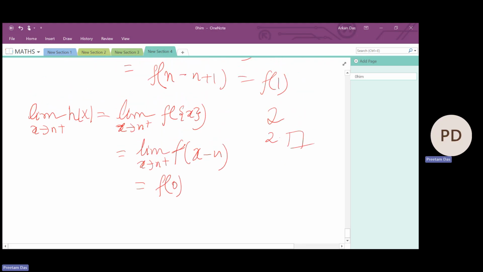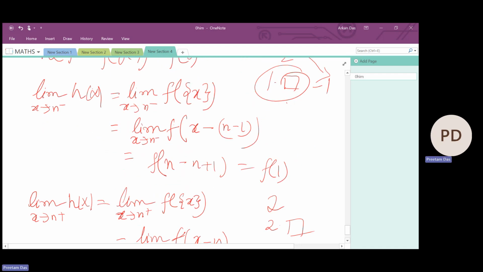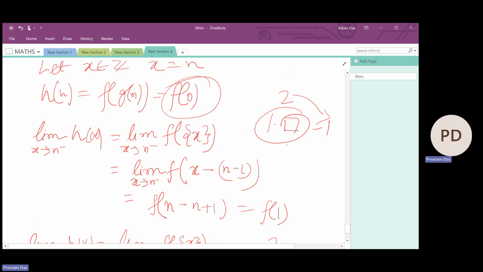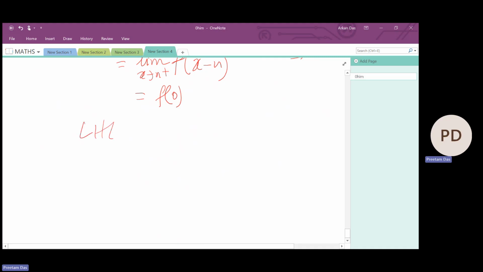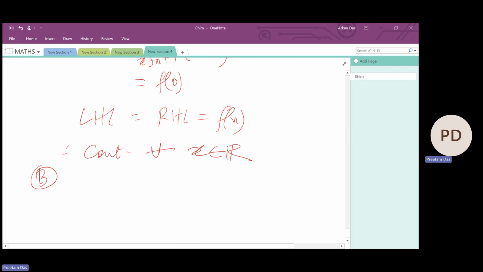Now in the question it is given that f of 0 is equal to f of 1. So that means the left hand limit and right hand limit are the same. And this is also equal to the value of the function, which is equal to f of 0. So that means LHL is equal to RHL is equal to f of n. So that means the function is continuous whenever x is an integer. We know that the function is continuous for non-integers also. So that means overall the function is continuous for all real numbers. Okay. So which is the correct option? Option is B.